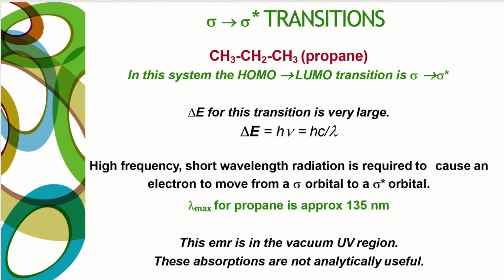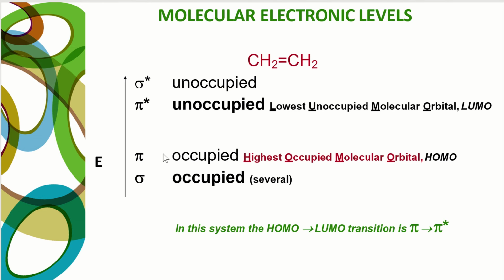All right, so for another molecule, which is propane, so it is an alkane. So clearly we only have single bonds, and if we only have single bonds, then in this system the HOMO to LUMO transition is sigma to sigma star. The change in energy for this transition is actually very large. So as we can see here, from sigma to sigma star, that change in energy is very large.